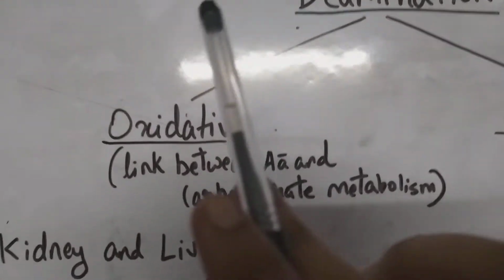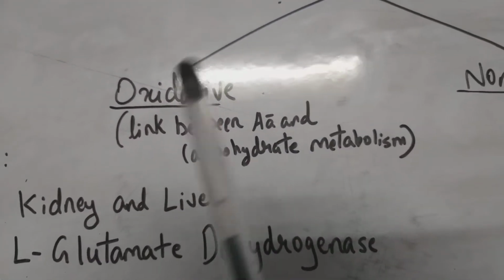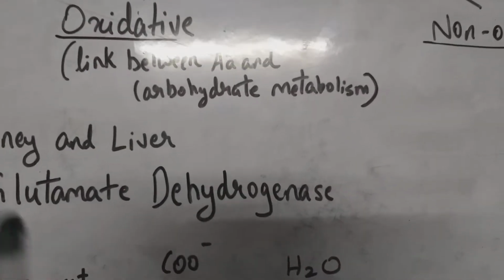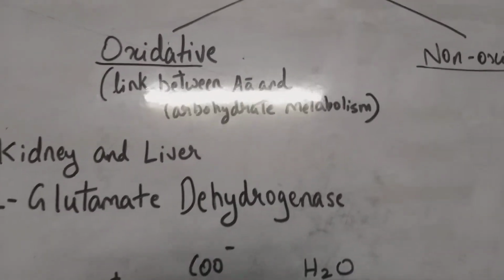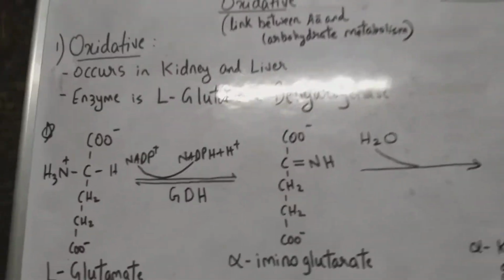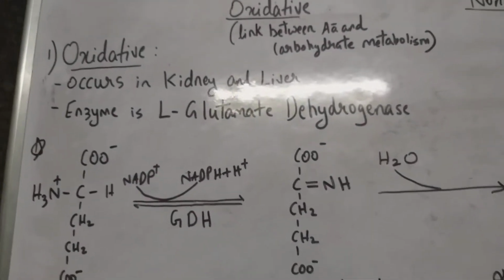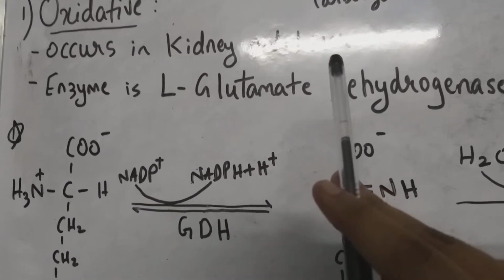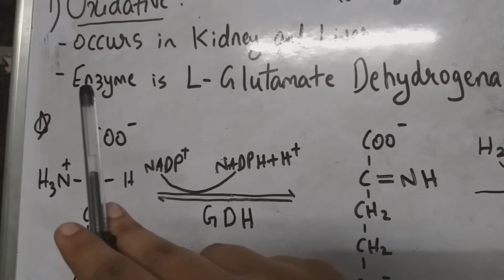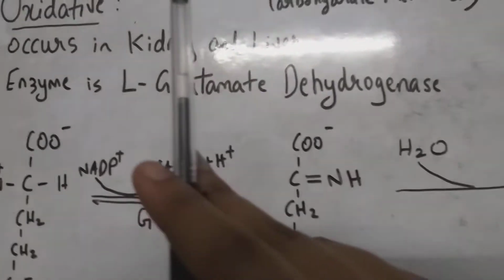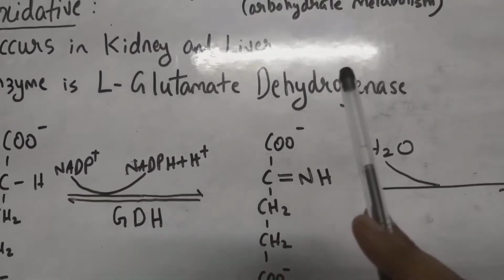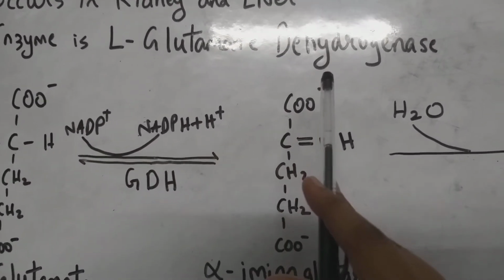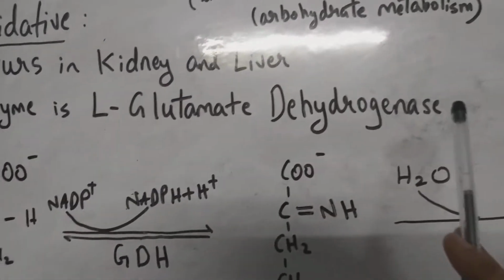Oxidative deamination is always a link between amino acid metabolism and carbohydrate metabolism. We'll see that in a while. Let's first see some features of oxidative deamination. Oxidative deamination occurs in the kidney and liver cells. The enzyme that is involved is very important. It is called L-glutamate dehydrogenase, LGDH for short.